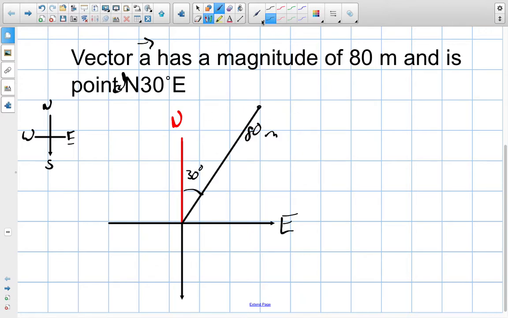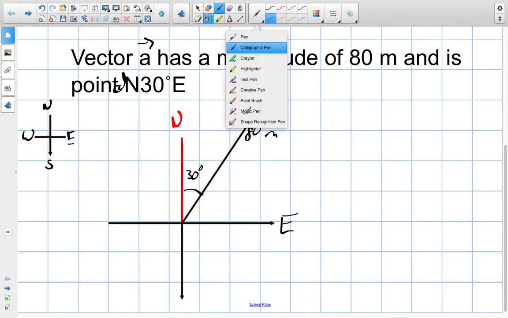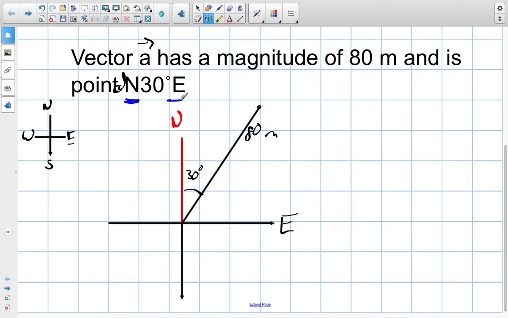We want to break it into its component parts. Well, our component parts will actually deal with the two directions they've given us. We're going to break it into a component that is headed north and a component that is headed east. Okay, so what would the north and east components be? These two components would add together to create this original vector.